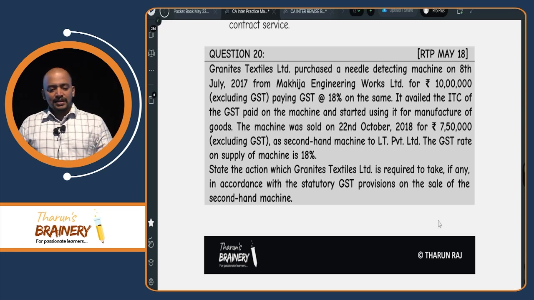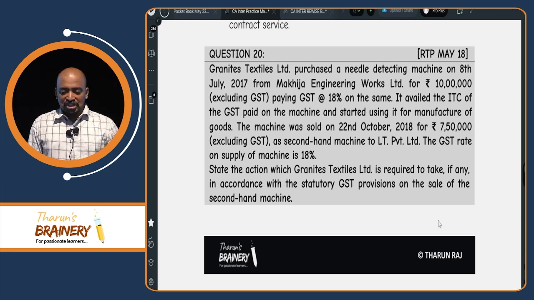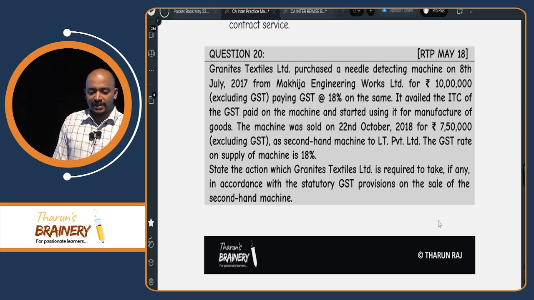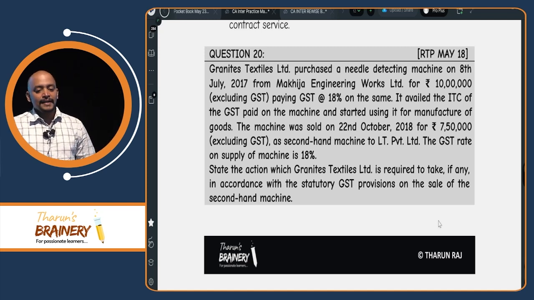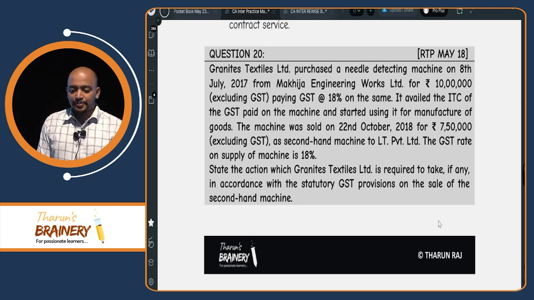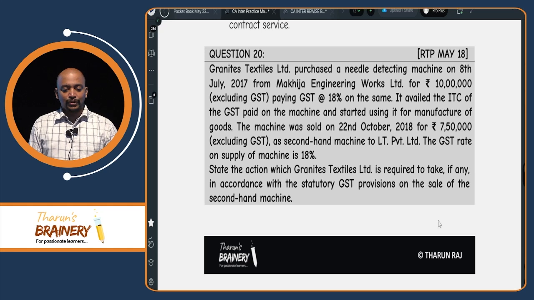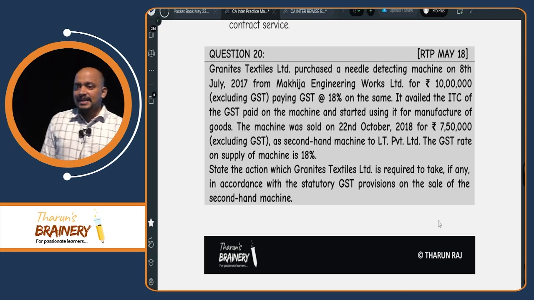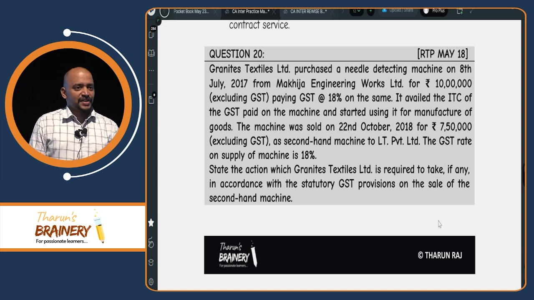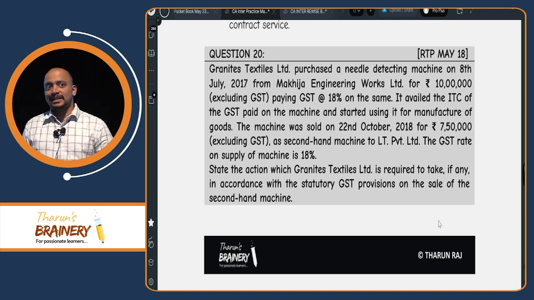Granites Textiles Limited purchased a needle detecting machine on 8 July 2017 from Makija Engineering Works Limited for 10 lakhs excluding GST, paying GST at 18% on the same. It availed the ITC of GST paid on the machine and started using it for manufacture of goods. The machine was sold on 22nd October for 7,50,000 as second-hand machine. So capital goods purchased and disposed of. So as per 18 subsection 6, we need to take A. ITC availed minus 5% for every quarter or part thereof from the date of purchase till the date of sale.